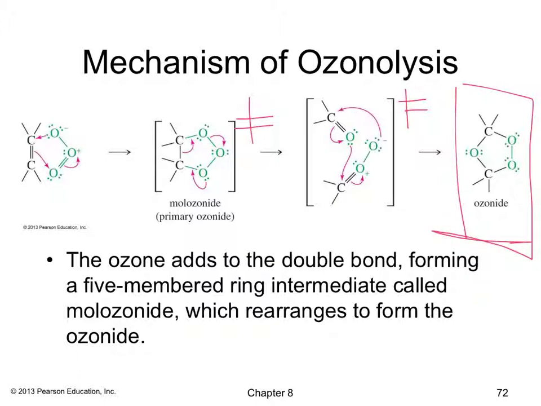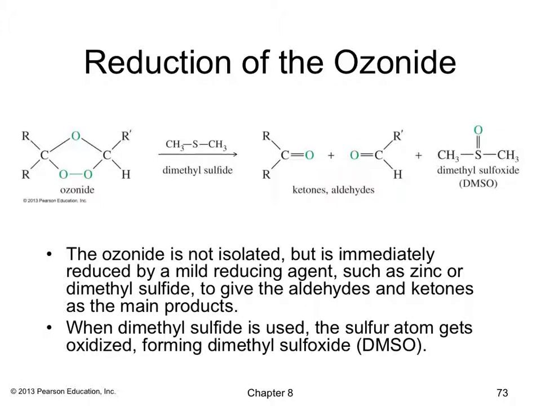And that ozonide is what gets cleaved in the presence of dimethyl sulfide, shown here, so that you generate your ketone and your aldehyde, as well as dimethyl sulfoxide. So the ozonide itself is not isolated, but it's reduced by mild reducing agents such as zinc or dimethyl sulfide, as in this case, to give aldehydes and ketones as products. When dimethyl sulfide is used, the sulfur atom oxidizes, forming dimethyl sulfoxide, shown here.